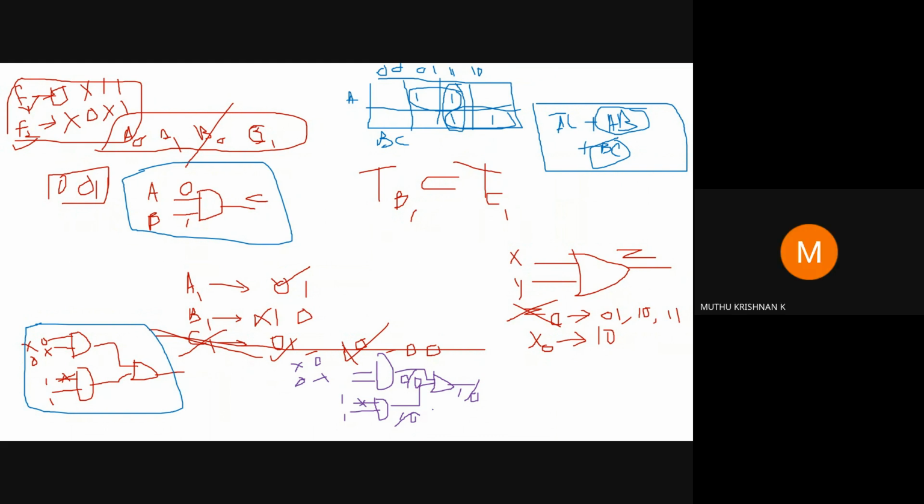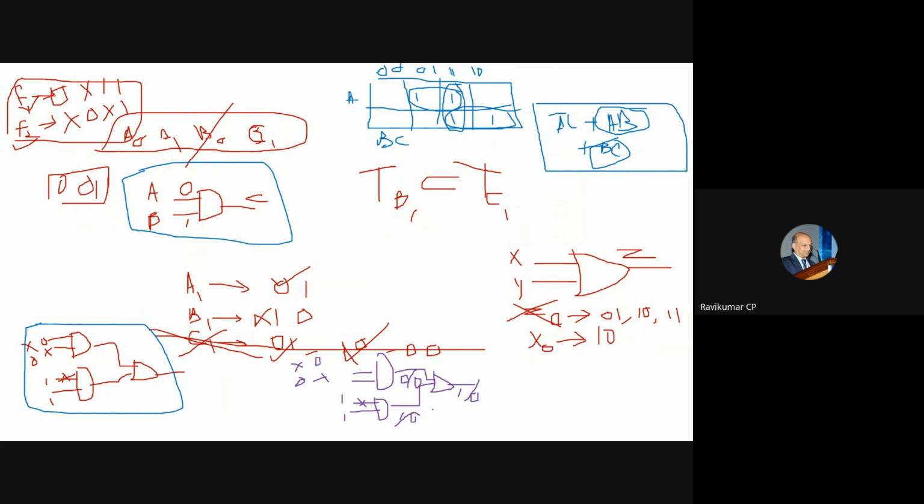Sir, do we add redundancy intentionally to avoid hazards? Yeah, we can add it. There are many reasons for making redundancy. One is to remove hazards. The other could be to tolerate faults.